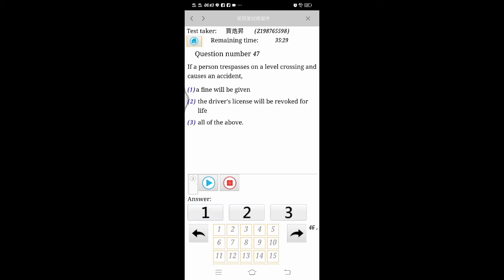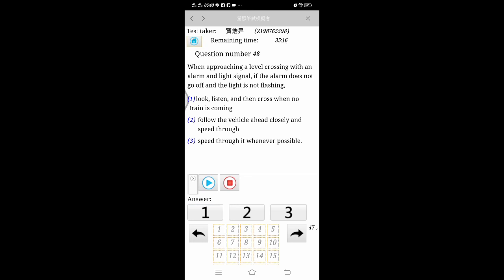If a person trespasses on a level crossing and causes an accident, 1. A fine will be given. 2. The driver's license will be revoked for life. 3. All of the above. When approaching a level crossing with an alarm and light signal, if the alarm does not go off and the light is not flashing, 1. Look, listen, and then cross when no train is coming.